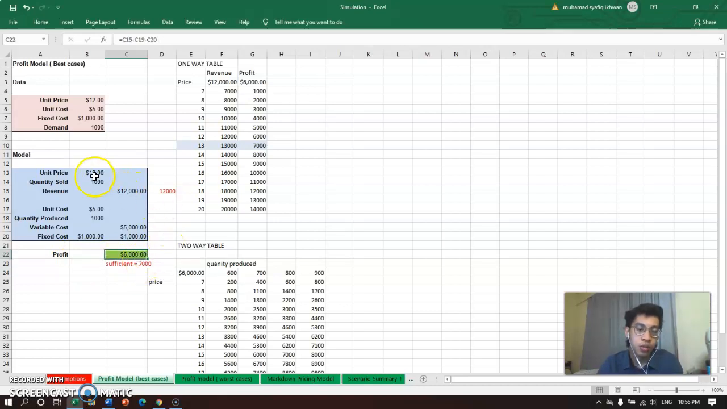So what is the perfect price for me to get both enough of the revenue, which is 12,000 ringgit, and 7,000 ringgit of profit to sell my product for my best cases? So I'm using one-way table only for me to sell my product. So this is the price, this is the revenue, and this is the profits. So after calculating it, I choose to sell my product at 13 ringgit per unit.